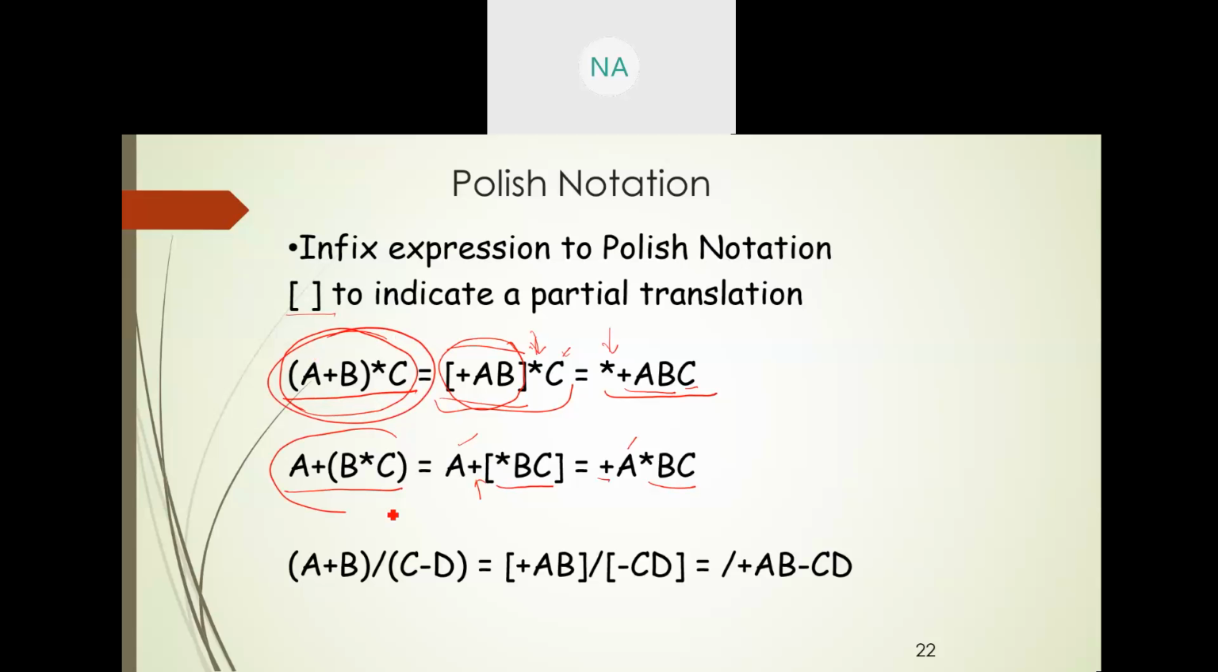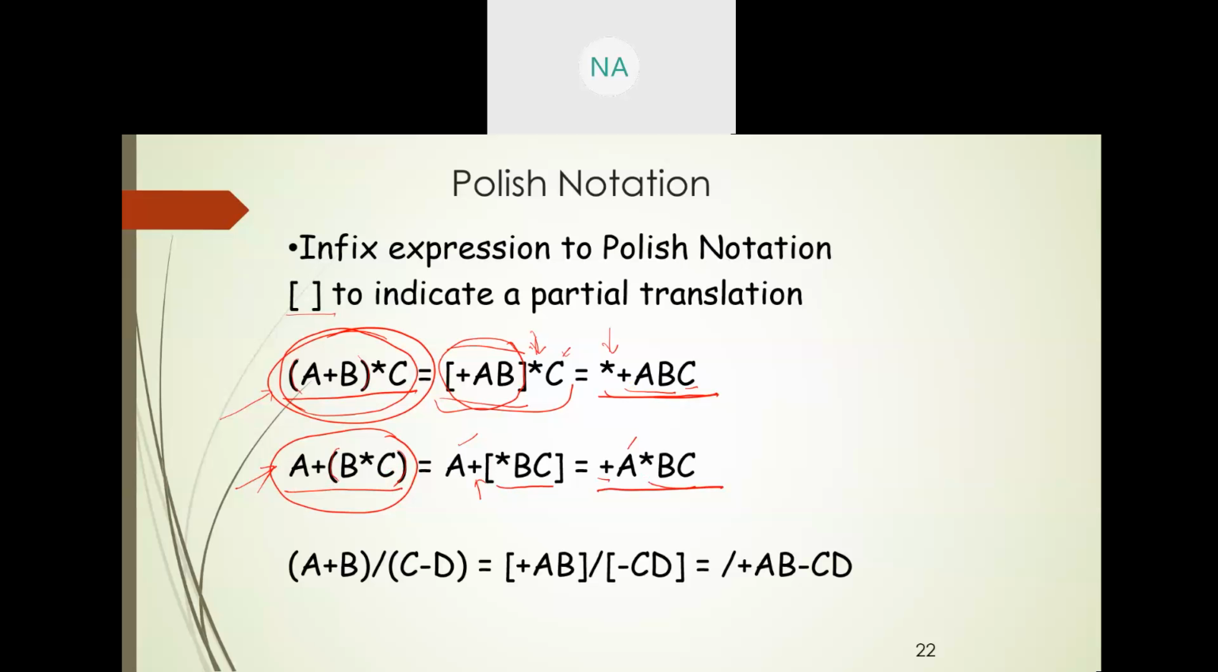So now you can see that if you remove parenthesis from these two expressions, then these expressions are same, a plus b into c. But since we have used the parenthesis, the corresponding Polish notation is different. For a plus b into c, it is multiply plus abc, and for a plus b into c, where b into c is within the parenthesis, the corresponding Polish notation is plus a into bc, right?